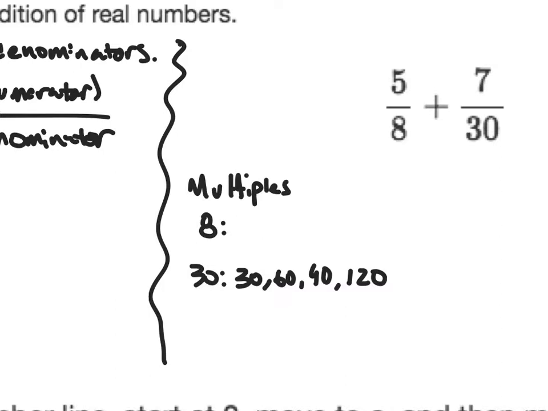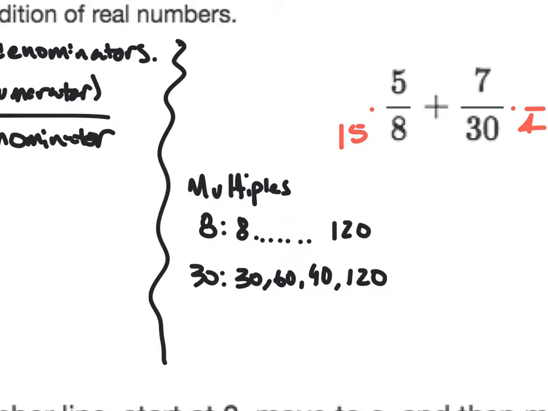I have all these different multiples here, 8, and so on, all the way up until I get to 120. What I know is that if I take 8 and multiply it by 15, that's going to give me 120. If I take 30 and multiply it by 4, that's going to give me 120.